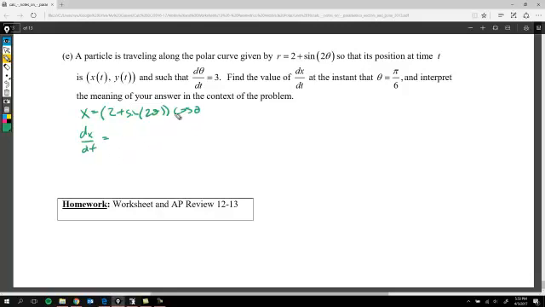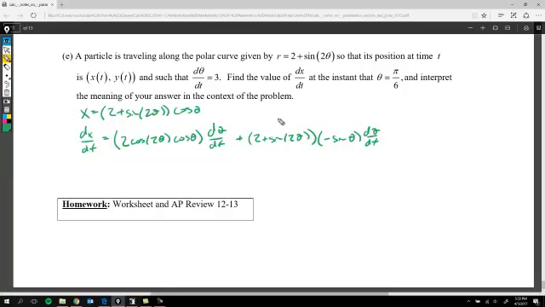So I do need to do product rule here. My derivative of sine of 2 theta is going to be 2 cosine of 2 theta times cosine of theta times d theta dt. That's very important to remember because theta is not my variable here, t is my variable. So I need to multiply by d theta dt, just like I did with related rates or implicit differentiation. Plus this time 2 plus sine of 2 theta is going to chill. And the derivative of cosine is negative sine of theta, d theta dt.